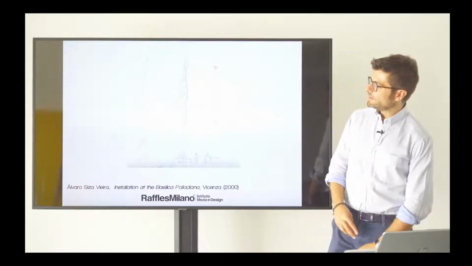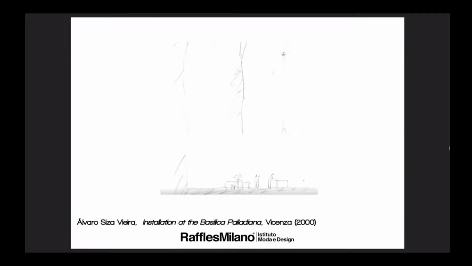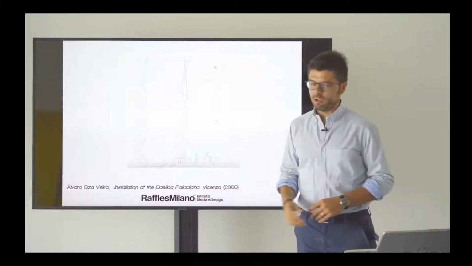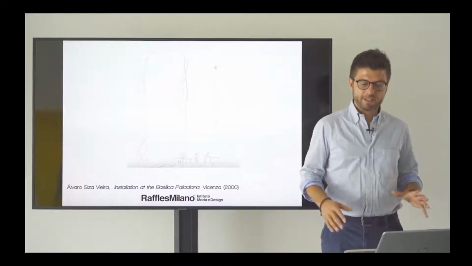Another example is the one by Siza that we saw before. Siza here did a sketch from the point of view of the man, so walking inside the space. What should appear are the tables where the models and the sketches are laid, but also these long lamps that arrive at the level for the illumination of the tables. So this is the base for starting.